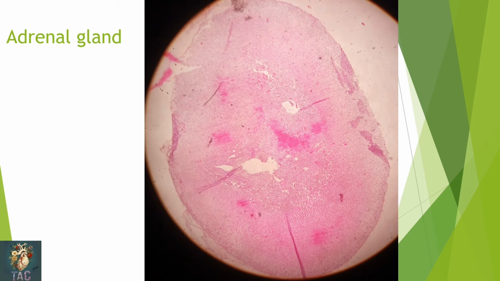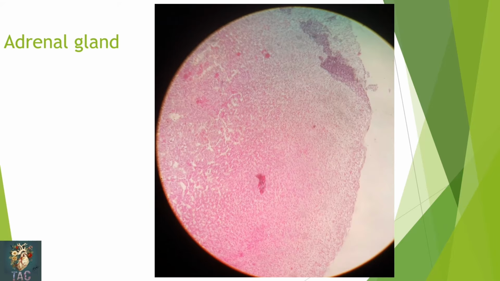This is the slide taken at lower magnification. Same slide at higher magnification. You can see the outer connective tissue capsule, then the zona glomerulosa. This all is zona fasciculata. Then these are the zona reticularis, and next will be the adrenal medulla.